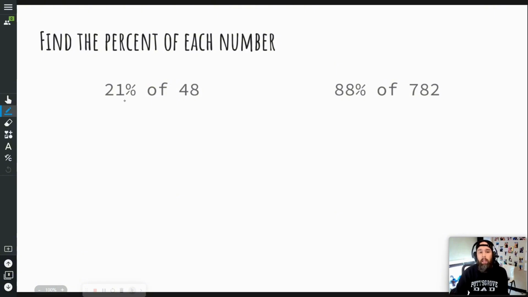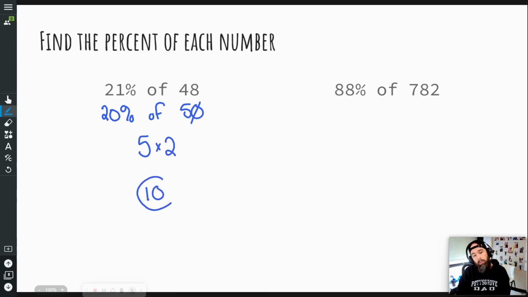So, 21% of 48. I'm going to pretend that that is 20% of 50. Okay. So, 10% of 50 is hacking off a 0, right? And to get to 20, I multiply 2. So, I get around 10. 21% of 48 is around 10. All right.